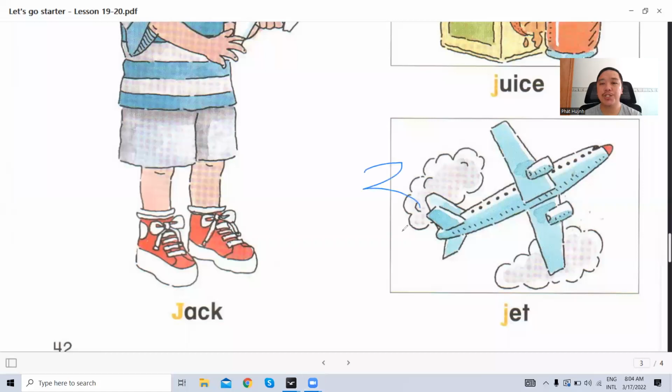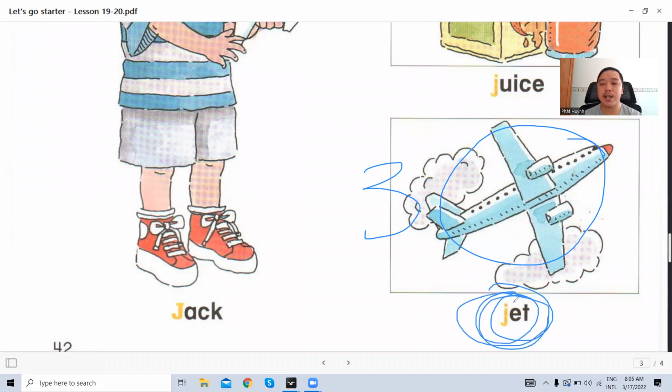Now the next picture, picture number three. What is it in English? That's right. Jet. So what is jet? Jet là gì các bạn? Là figure. Đúng không nào? Okay, good.